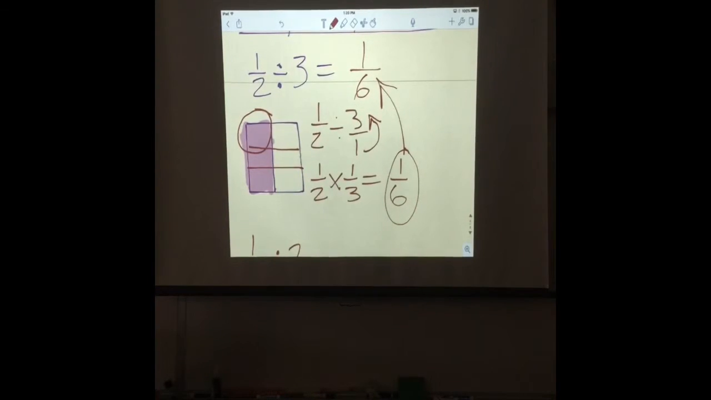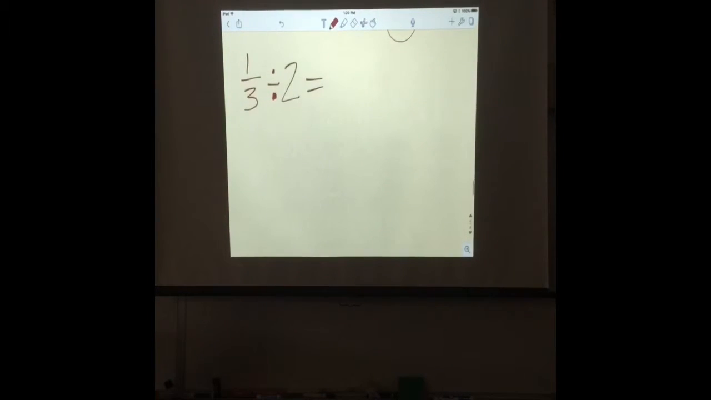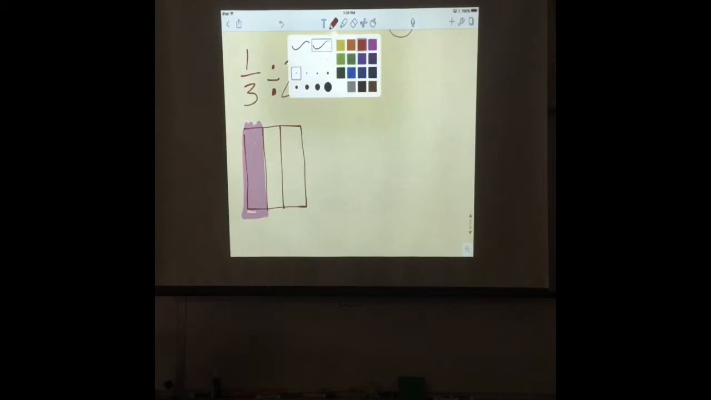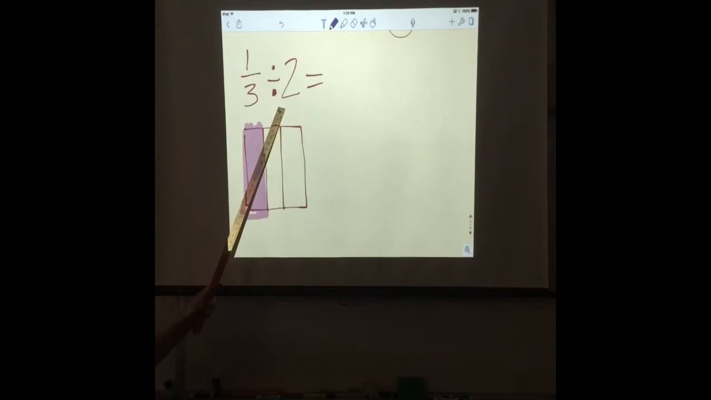All right, let's go on to our next problem. This we have, what? A third, right? So we make our 1, 2, 3, our thirds. We're going to highlight one of them. And then, what are we going to do? Well, we're going to divide it into 2. So that means we're going to draw a line right there.